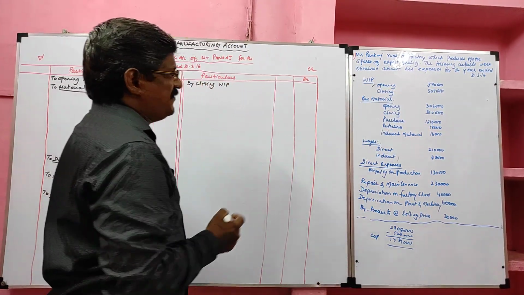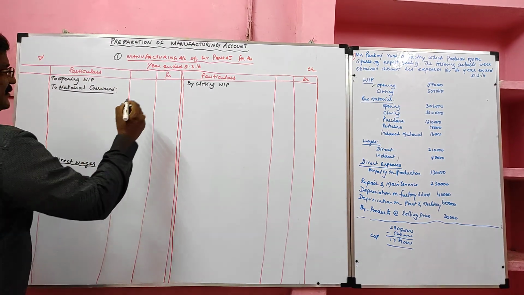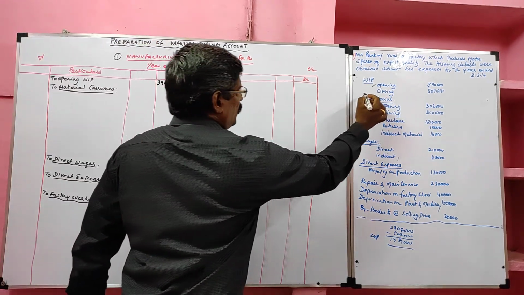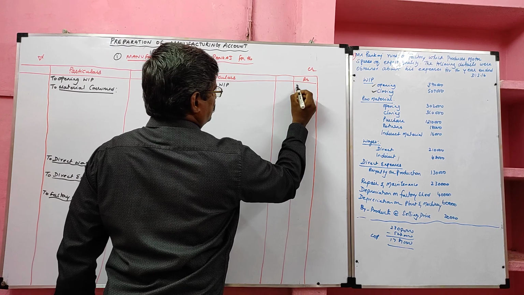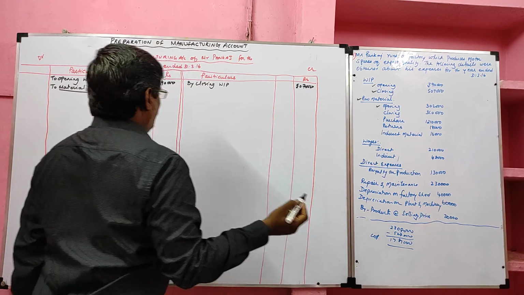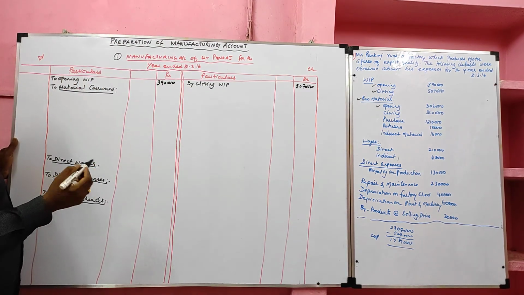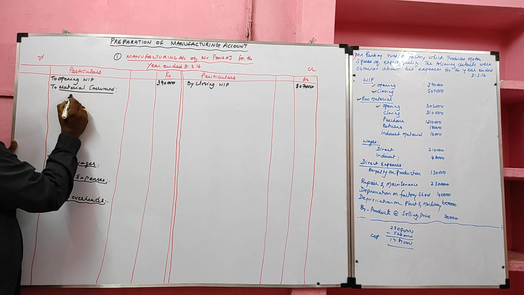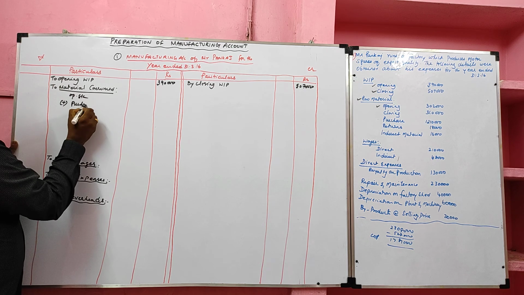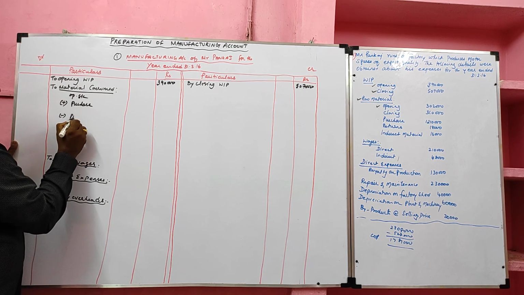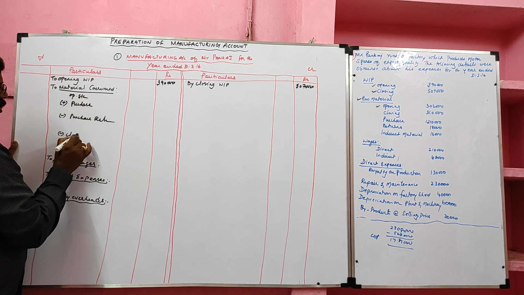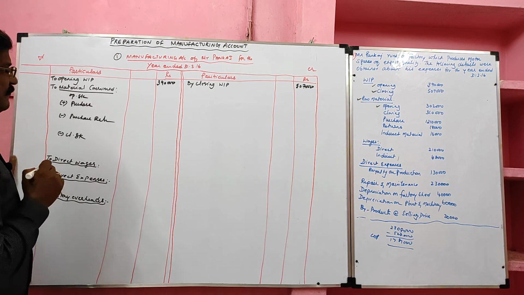Opening work in progress is the first item of the manufacturing account, recorded on the debit side. Then the second one, closing work in progress, should be credited. Then raw material. First we have opening raw material, which we use for calculating material consumed. What is the formula? Opening stock plus purchase of raw material, minus purchase returns, minus closing stock of raw material. This is the format of material consumed.